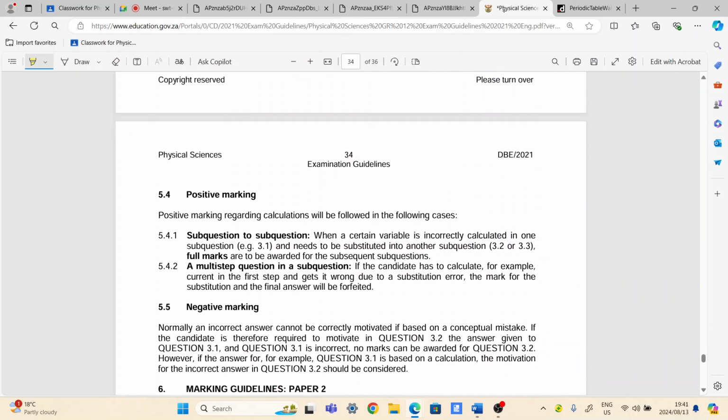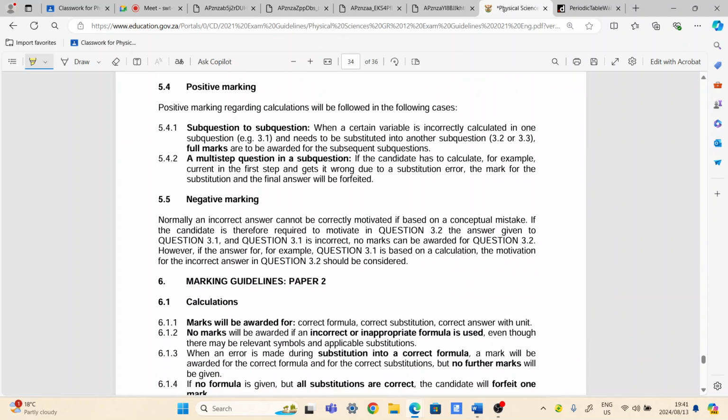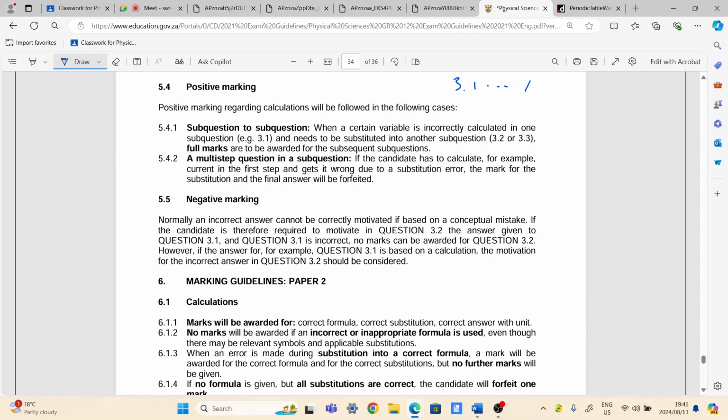And then what I wanted to go over is positive marking. This positive marking can actually help you. What this says is, when a certain variable is incorrectly calculated in one sub question and needs to be substituted into another question, full marks will be awarded for the second question. So let's say in 3.1 you did a calculation and the answer was 4.32, and then in question 3.2, you need to use the 4.32 in your equation to give you another answer, and that answer gives you another answer of, let's say, 2.1.